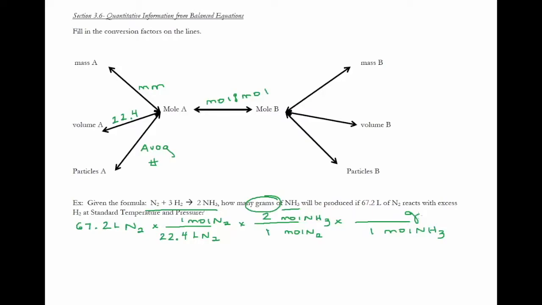Now to go from moles of ammonia into grams of ammonia, I need to use the molar mass. For the molar mass of ammonia, nitrogen is 14.02, hydrogen is 1.008, but there are 3 hydrogens. When I calculate that, I get a molar mass of 17.034 grams per mole. So I'm going to take 67.2, divide it by 22.4, multiply it by 2, and then multiply it by 17.034. I want 3 significant figures, so my final answer is going to be 102 grams. And that's my final answer.